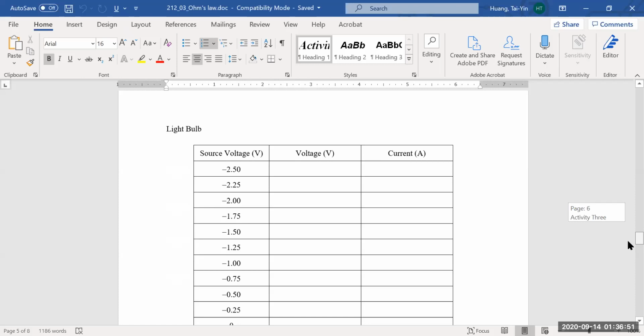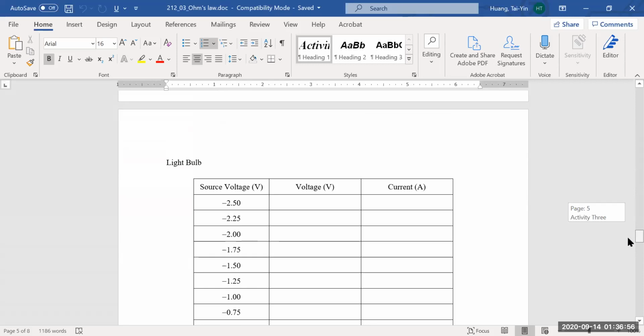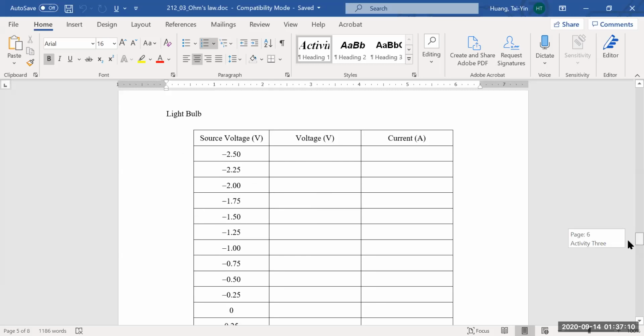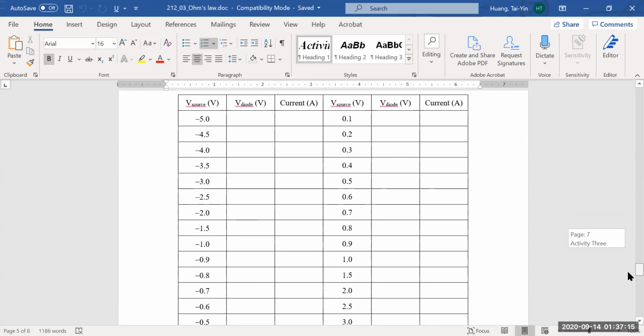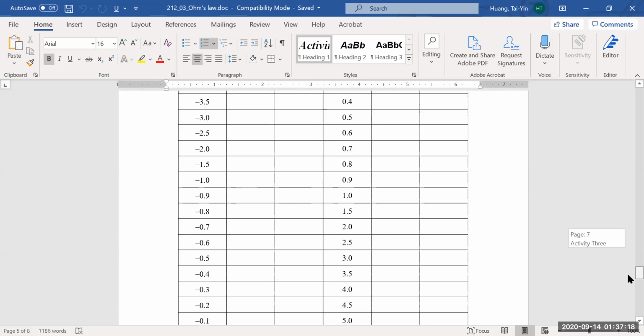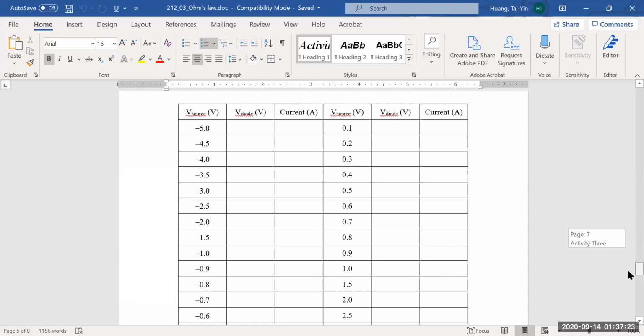For the light bulb, you're using a smaller voltage increment. You're using 0.25. Because the light bulb has a voltage limit under 3 volts, we use from -2.5 all the way to positive 2.5. And for the diode, you can see that the voltage increment is not even constant. You're just changing the voltage and measuring the output voltage and the current.